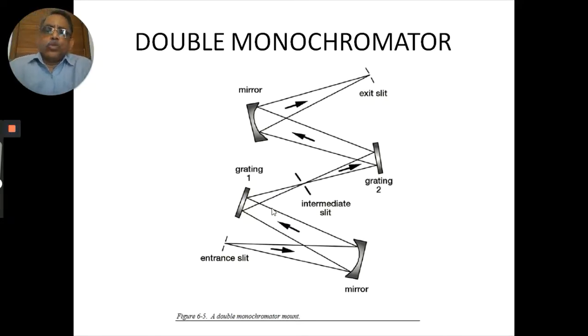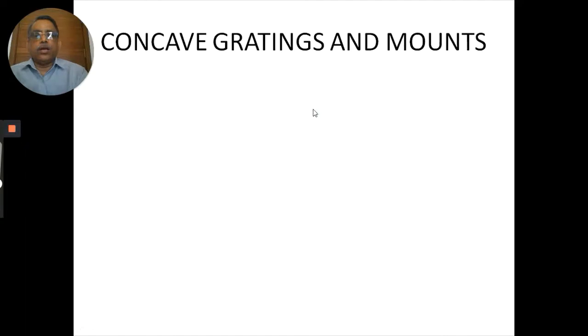You can also use these gratings to have double monochromators. You can have the grating here, two gratings in one monochromator itself. That gives you a good resolution. It also avoids your stray light. So this is basically a double monochromator combination, right?